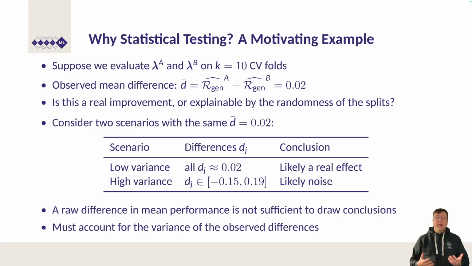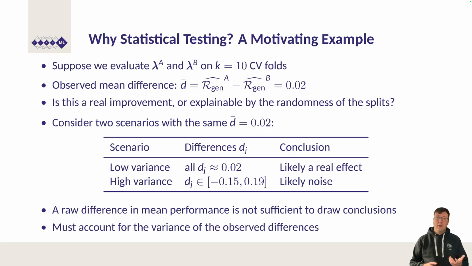To see why this matters, consider a concrete scenario. We evaluate two configurations A and B on 10 cross-validation folds. The observed mean difference, d bar, is equal to 0.02. Configuration A appears to be 2 percentage points better than B. Should we conclude that A is superior now? Well, the answer depends entirely on the variance of the individual differences. Consider two scenarios for this case, both with the same mean of 0.02.